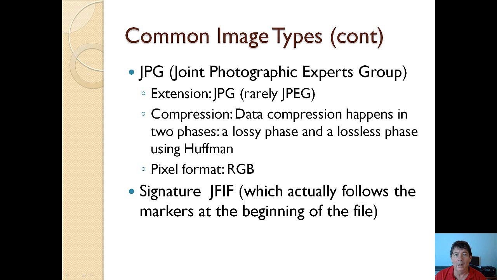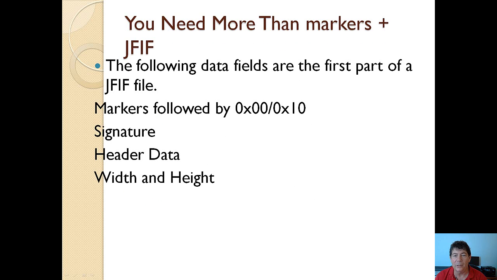So you'll have markers, and normally there are going to be 4, but you can have any number of markers, and the markers are always followed by 00 hex. That way you know how many markers you've got when you're at the end of the markers. Finally, the signature, JFIF. Then you have header data, and then width and height.